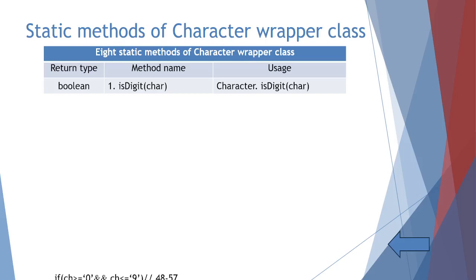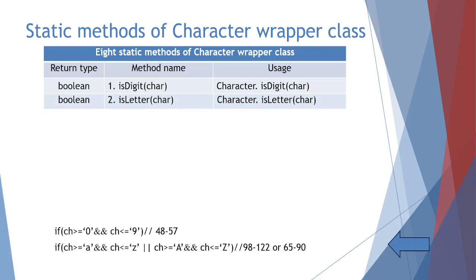It is equivalent to: if ch greater than or equal to '0' and ch less than or equal to '9', or ch greater than or equal to 48, that is the Unicode value, to 57. Instead of that, we can write if Character.isDigit(ch). Ch is a variable of char data type.